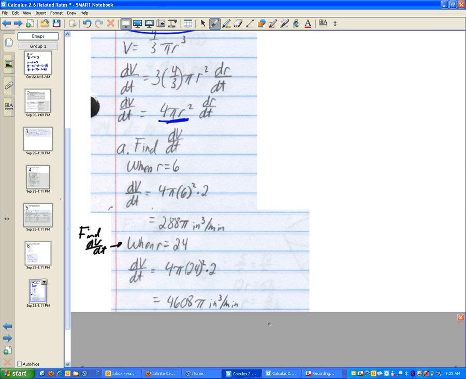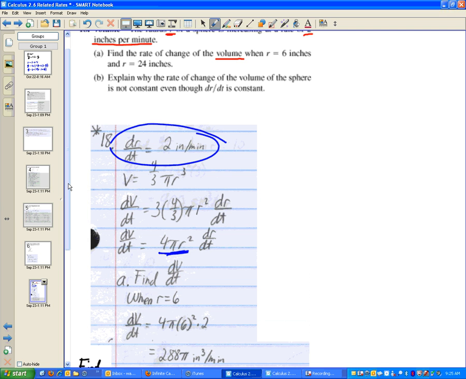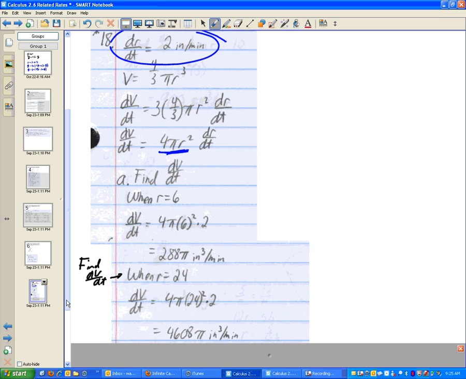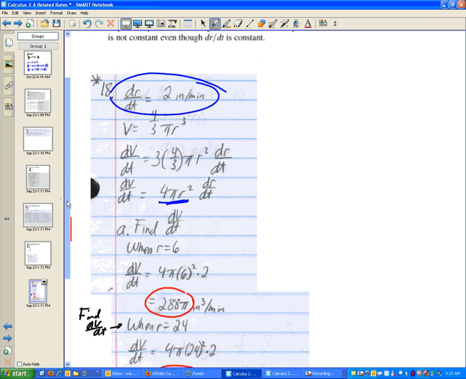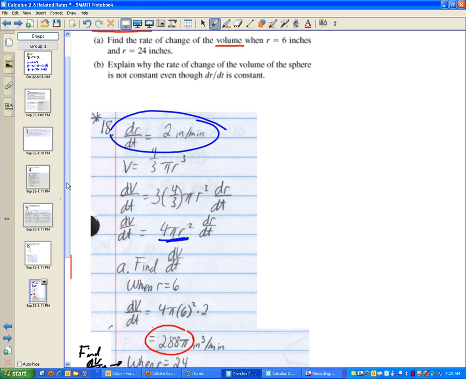Okay? Now, let's tackle part B. Part B says, explain why the rate of change of the volume of the sphere is not constant. And look, we can see it's not constant because when r equals 6, that's what the rate of change of the volume is. And when r equals 24, it's a different rate of change of the volume. So it's not a constant. Okay? So explain why the rate of change of the volume of the sphere is not constant, even though dr dt is constant. So, looking at this, why isn't dV dt a constant?